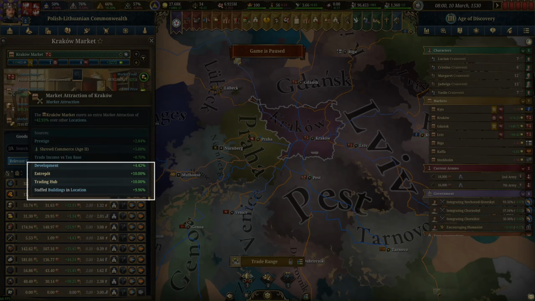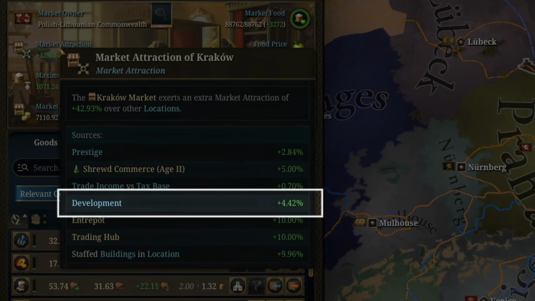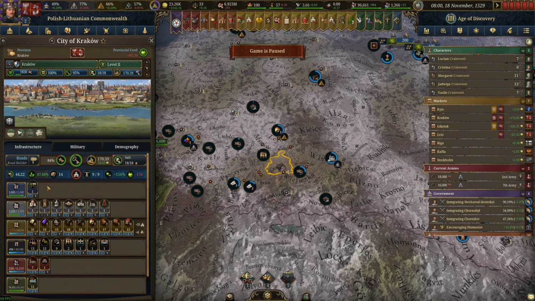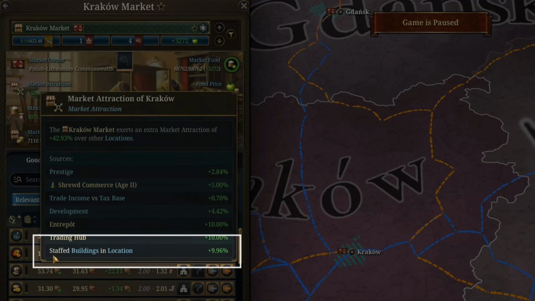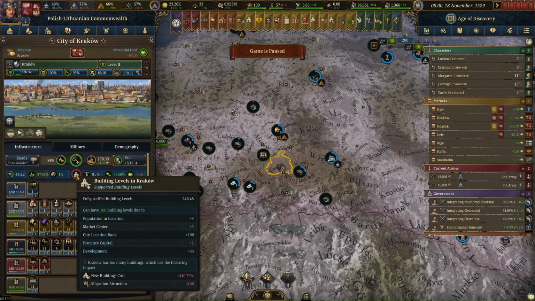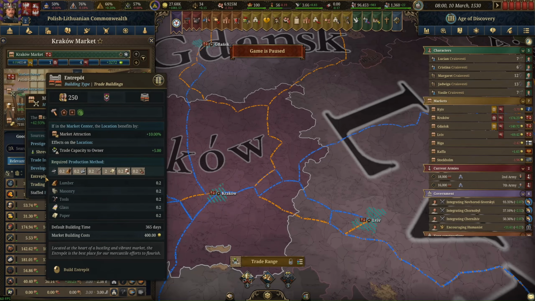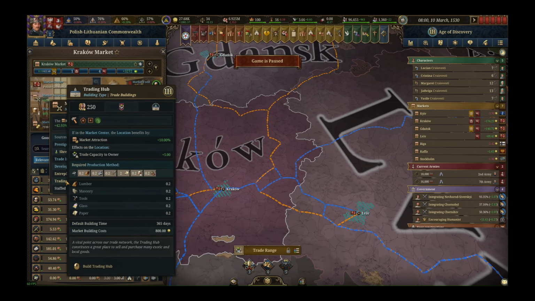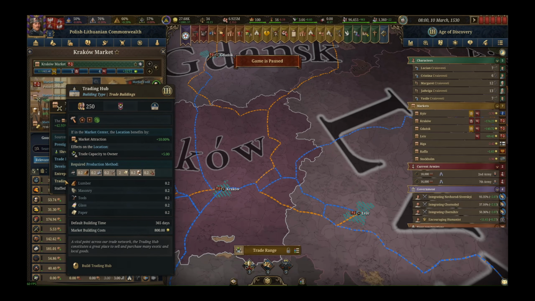Then we have local bonuses affecting market attraction, where development refers to the development of the location in which the trade center is situated, and you can find the exact development here. And similarly, the building bonus applies only to buildings in the location where the trade center is. That information appears right here when you hover over it. And of course the buildings we can construct to increase trade attraction. And yes, you build these only in the location that contains the trade center.